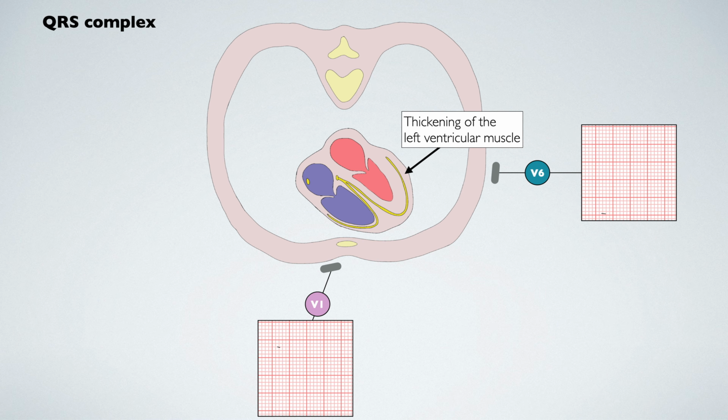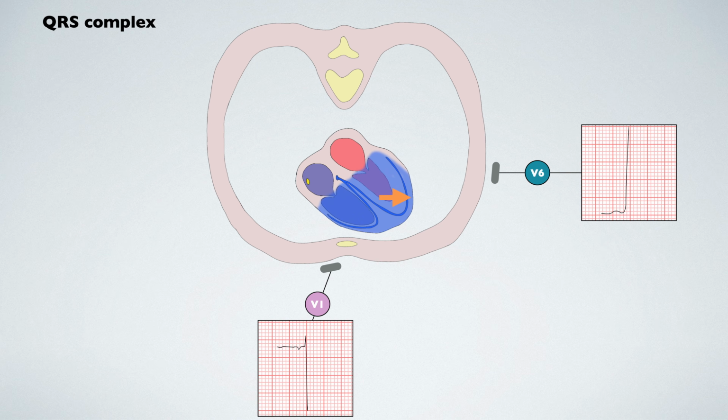The increased muscle fibre thickness generates a larger electrical vector. This means that as the left ventricle depolarizes, the S wave in V1 becomes very deep as the vector moves away from the electrode. Similarly, the R wave in V6 is also significantly enlarged as the current moves towards this ECG electrode.